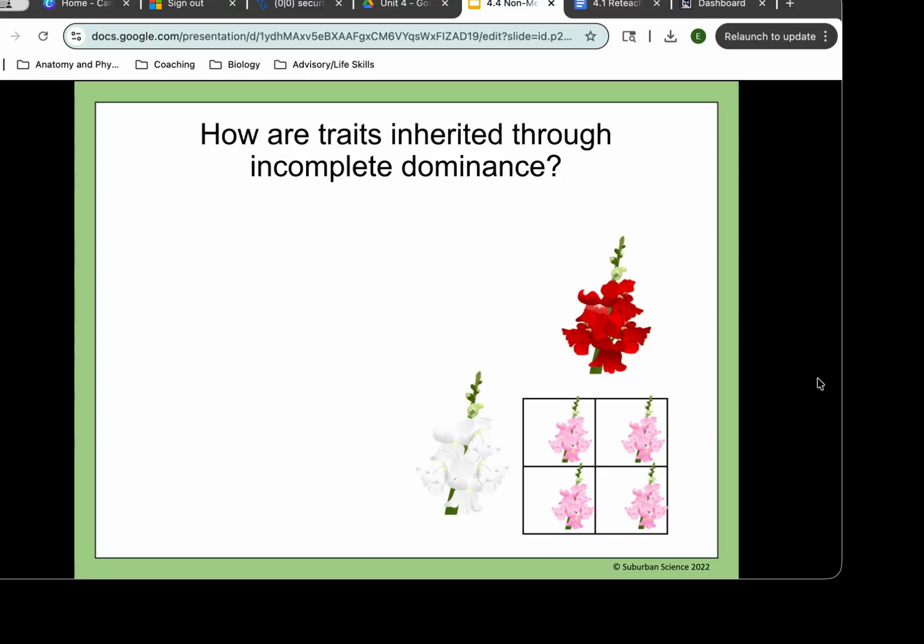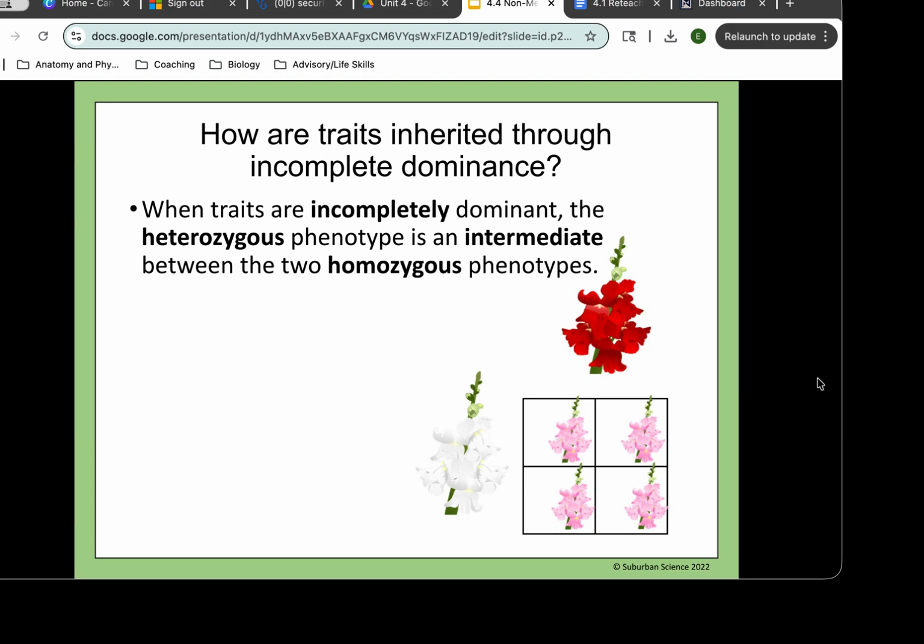The first one is going to be the easiest, I think, to understand, and this is called incomplete dominance. When traits are incompletely dominant, we can say that the heterozygous phenotype is an intermediate between the two homozygous phenotypes. What we mean by that is if a red flower crosses a white flower, red would be our dominant, white would be our recessive. Instead of being all red, we see that they look pink. This is very much like if you mix red paint and white paint, you get something in the middle, right? Tall and short make medium height.